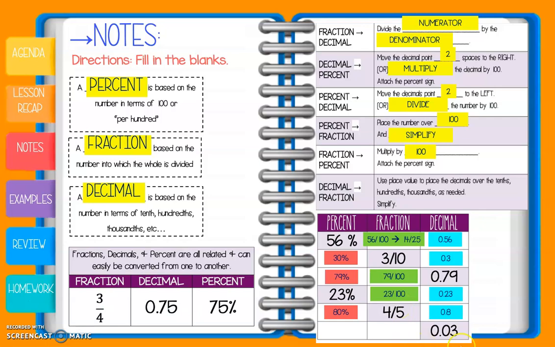Okay, and our last one, we have 0.03. To make it a percent, we're going to move that decimal point 2 times, or multiply it by 100, and we get 3%. To make it a fraction, our decimal reads 3/100. So we're going to take our 3 and place it over 100. We can't simplify, so we just leave it 3/100.